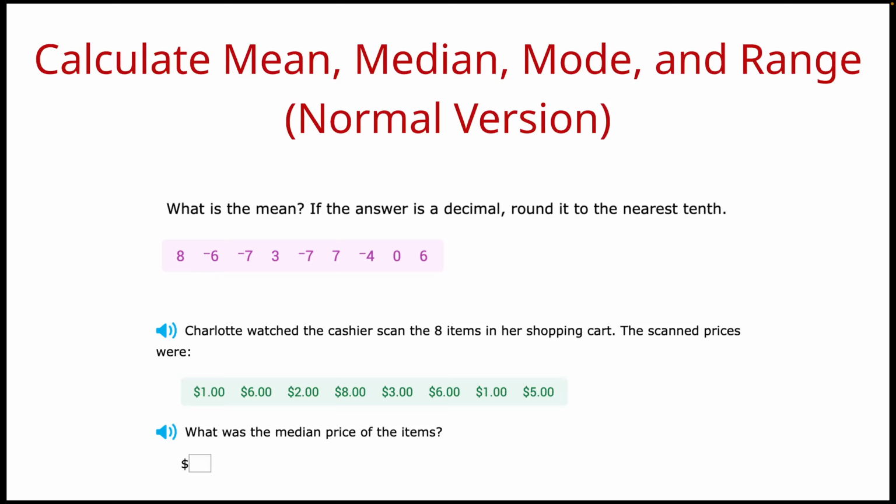Today we will be talking about mean, median, mode, and range. Similar to the problems that you see up on the screen, just a reminder that this is the normal version of the lesson. If you would like the speedrun version, where we go through the problems pretty quickly, I will link that in the description below.